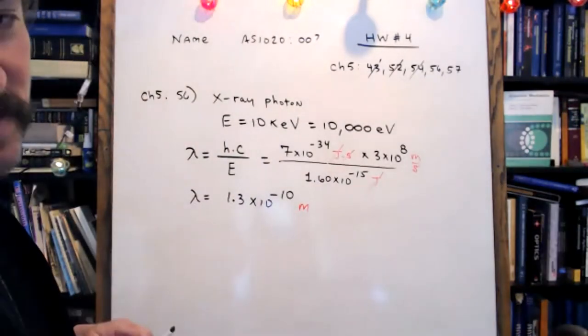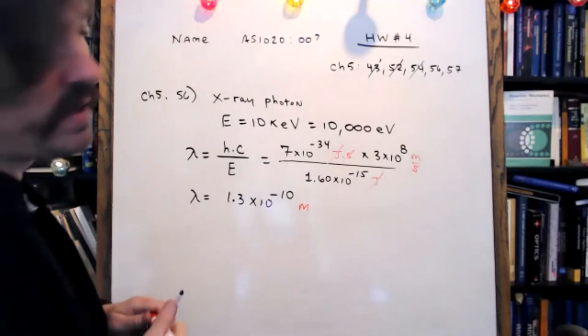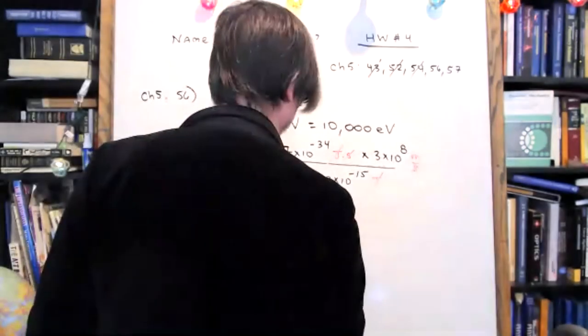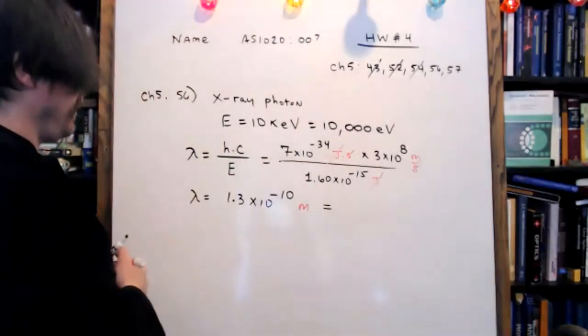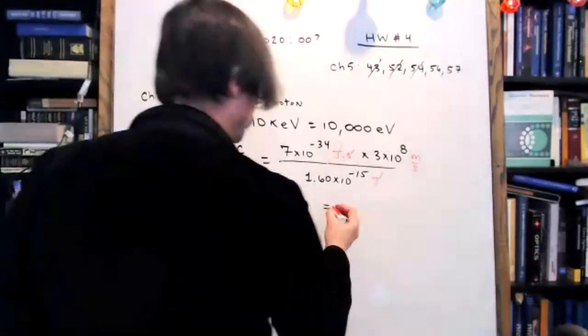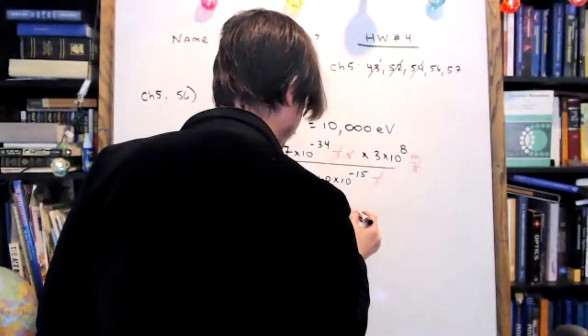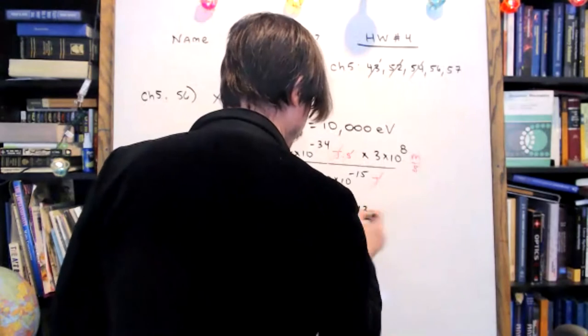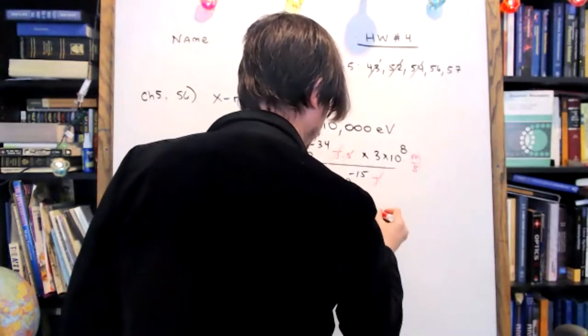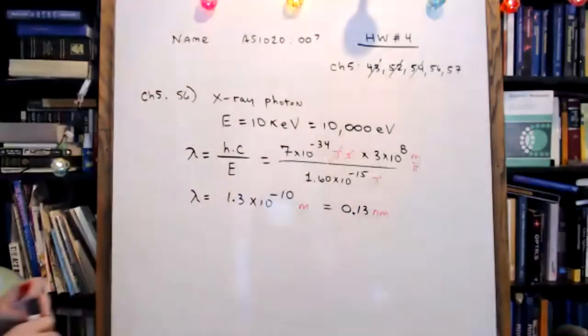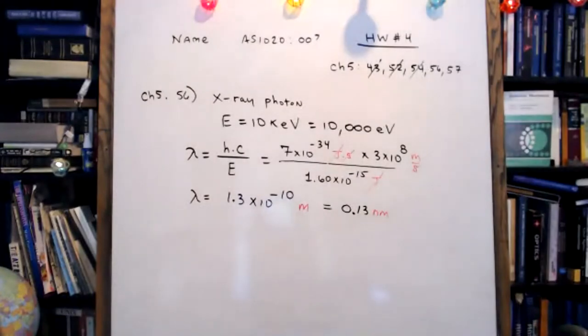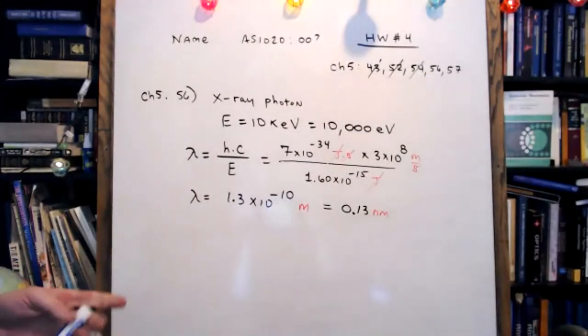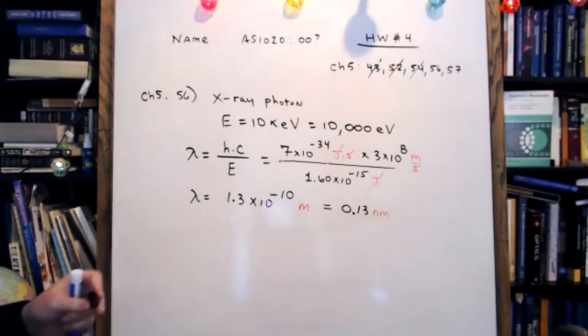How many nanometers is that? A nano is 10 to the minus 9. So if you slide the decimal point back one, that's 0.13 nanometers. I'm not going to do the dimensional analysis because whatever.